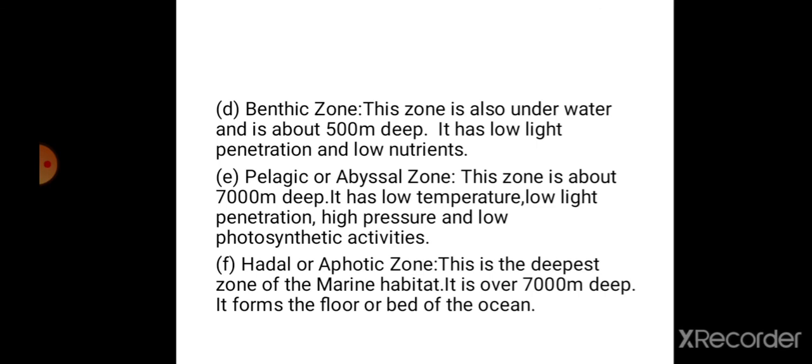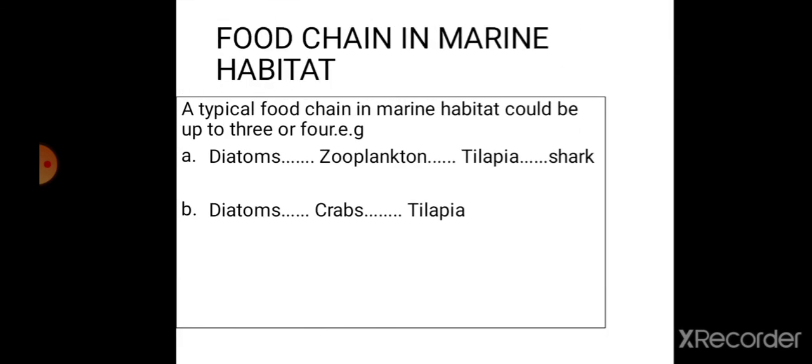Now let us look at the food chain in marine habitat. Remember what food chain is. Food chain simply means the feeding relationship between the producer and the consumer, the one that produces and the one that has the final consumption and exchange of energy. A typical food chain in marine habitat could be up to 3 or 4 levels.